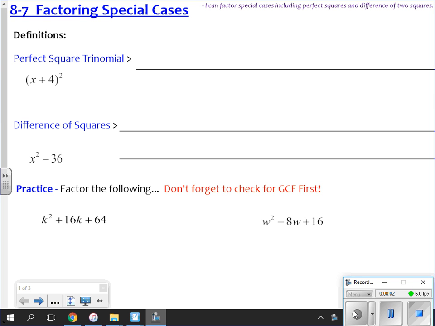Okay, today's the last day of factoring. Review tomorrow, test on Thursday. Today we're going to do factoring special cases. First one is a perfect square trinomial.